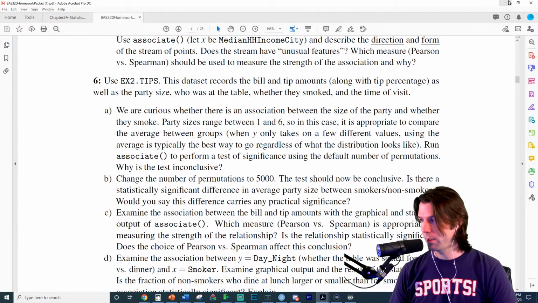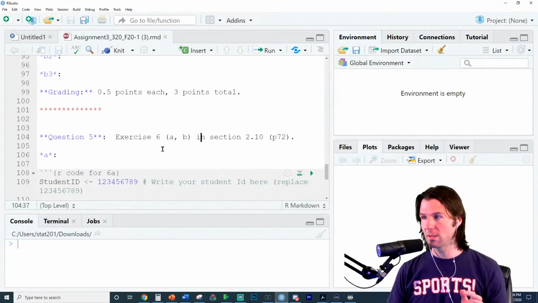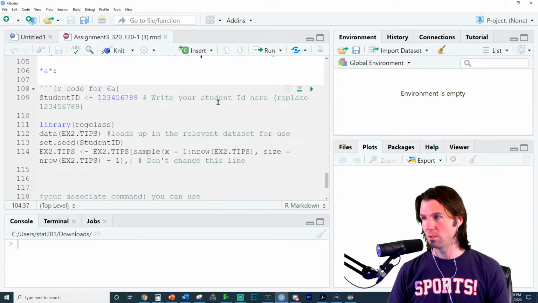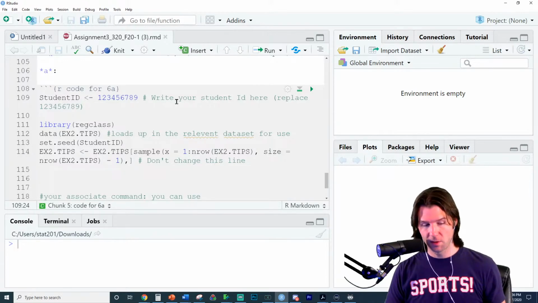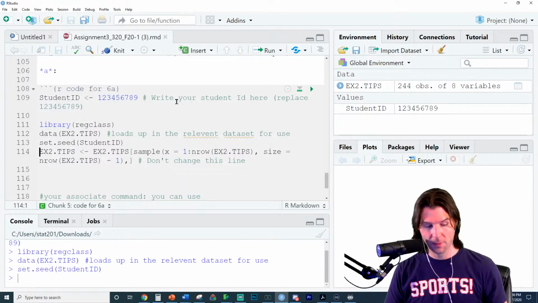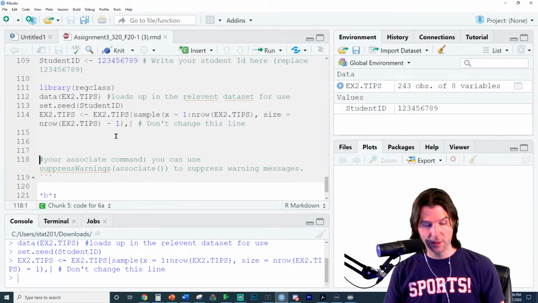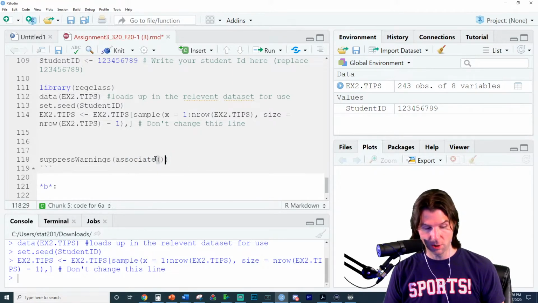Now, be very careful here. This is just a small update to this assignment. I do want to state this. When you run this, write your student ID, replace the blah blah blah, and I bet that's the seed. We're doing a sample for randomness, so put in your ID here. I'm just going to run this one. So this creates a random sample right here, and here's the important part. With this code, you'll notice that we've got suppress warnings on it because sometimes you can get warnings. All the code is building an associate function.